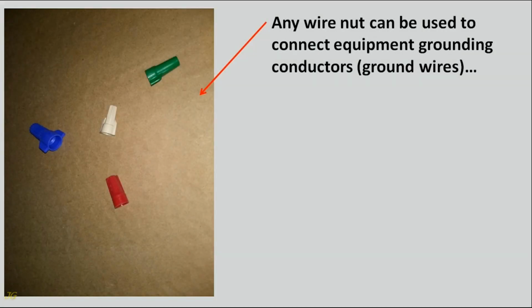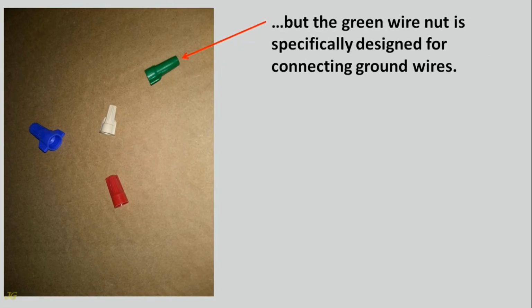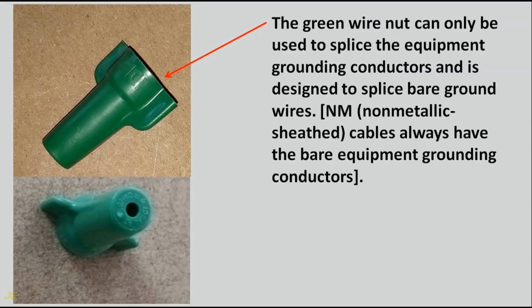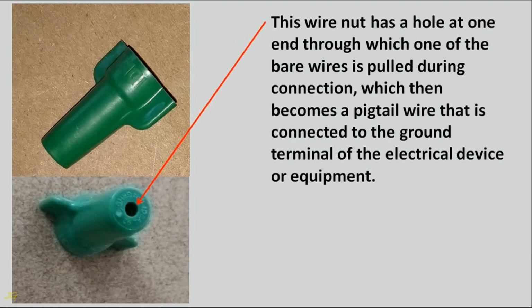Any wire nut can be used to connect equipment grounding conductors, ground wires. But the green wire nut is specifically designed for connecting ground wires. The green wire nut can only be used to splice the equipment grounding conductors and is designed to splice bare ground wires. Non-metallic sheathed cables always have bare equipment grounding conductors. This wire nut has a hole at one end through which one of the bare wires is pulled during connection, which then becomes a pigtail wire that is connected to the ground terminal of the electrical device or equipment.